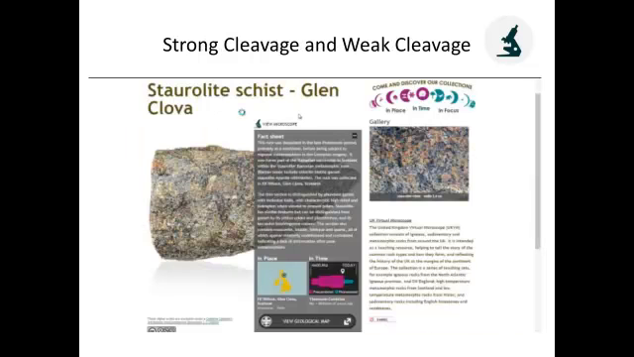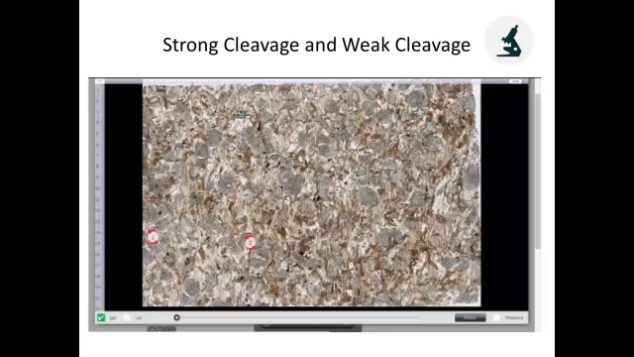Let's look at another rock. This is a staurolite schist from Glencova. It has both staurolite and garnet in it. It's actually a really beautiful rock. Let's zoom in.